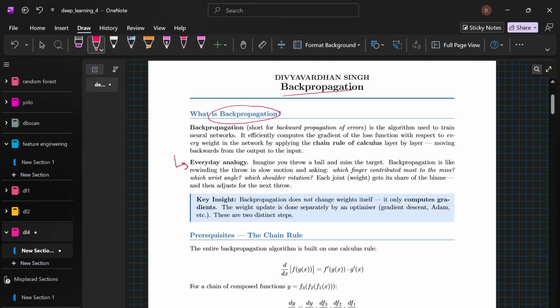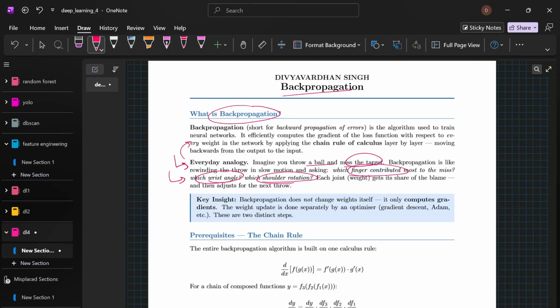Okay, so think of it like you are playing cricket and you throw a ball, but you miss the target completely. Now what do you do? You don't throw again randomly, right? You think first, what was my waist, how was my shoulder angle and everything, where were my fingers, and then you throw it again and see what went wrong. This is exactly how backpropagation works.